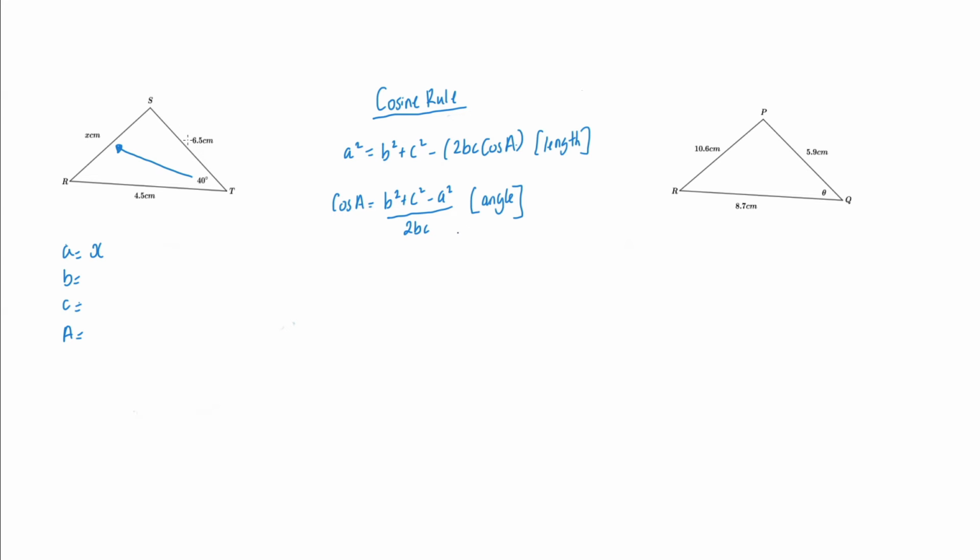B and C are basically the two sides that meet to form the 40 degrees. So this 6.5 and 4.5. It doesn't matter which one is B and C here. They could be either, because the answer will still be the same. And then your capital A is 40 degrees.